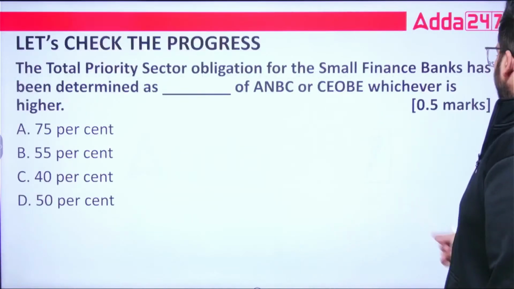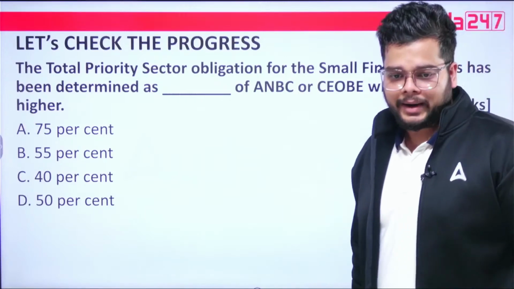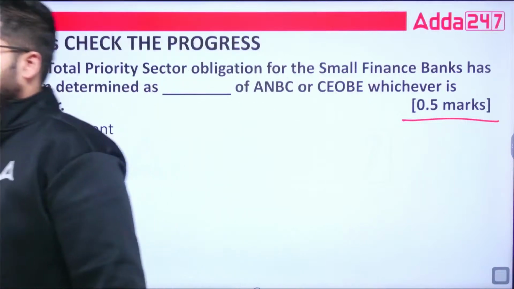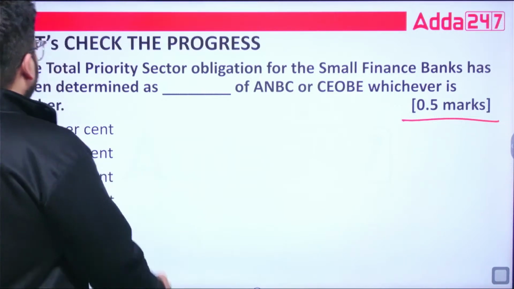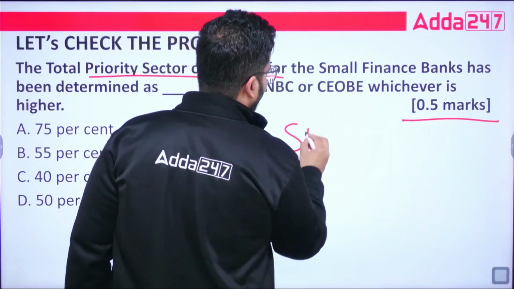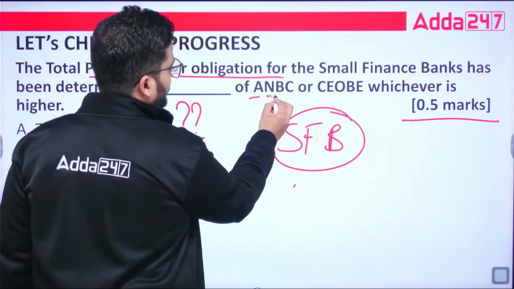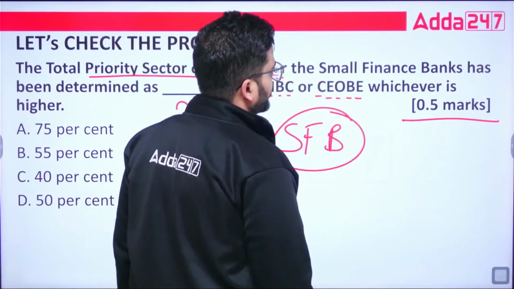Okay, fine. Now this is an important question, an important concept will be there, so answer it very, very carefully. A very important topic, I would say, that is priority sector lending, has started. So the question says the total priority sector obligation for small finance banks has been determined as dash of adjusted net bank credit or cash equivalent of off-balance sheet exposure, whichever is higher.